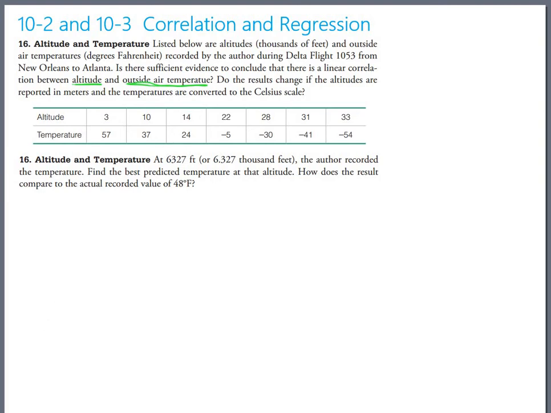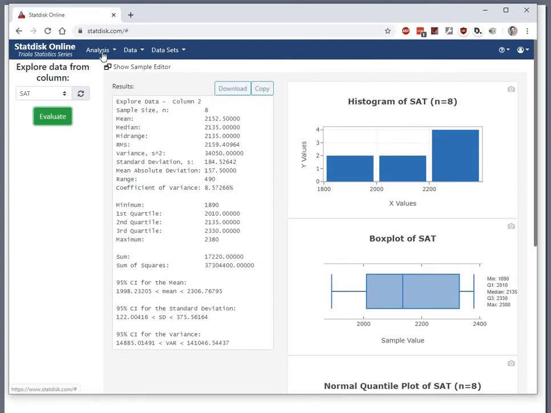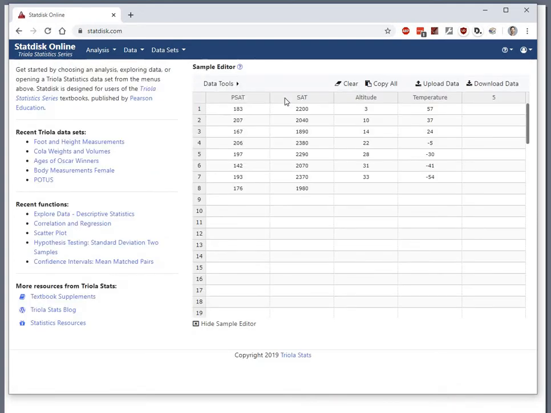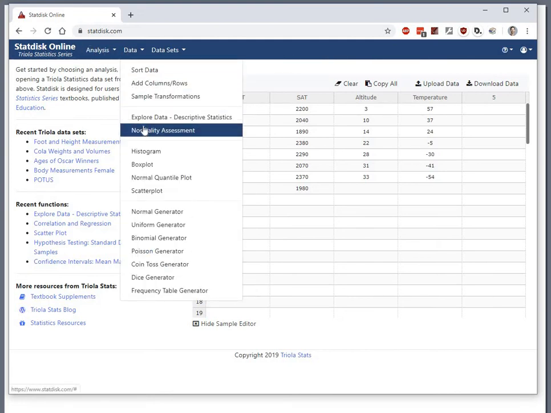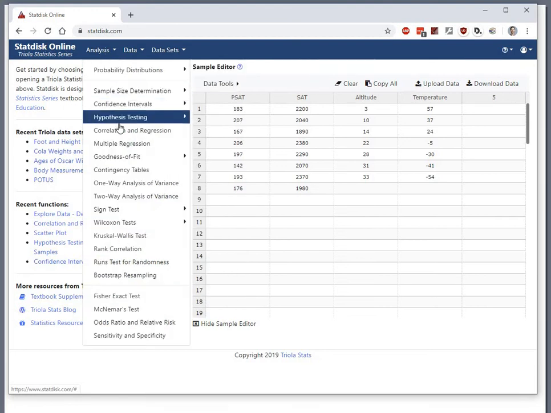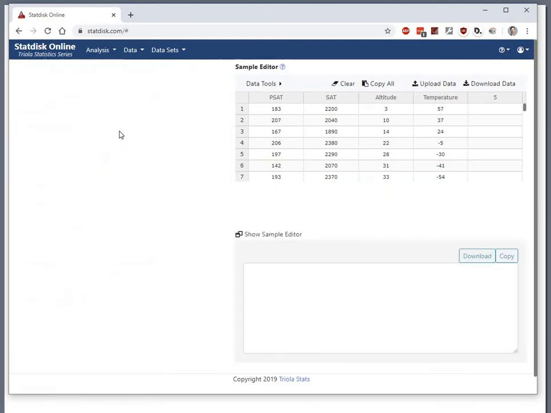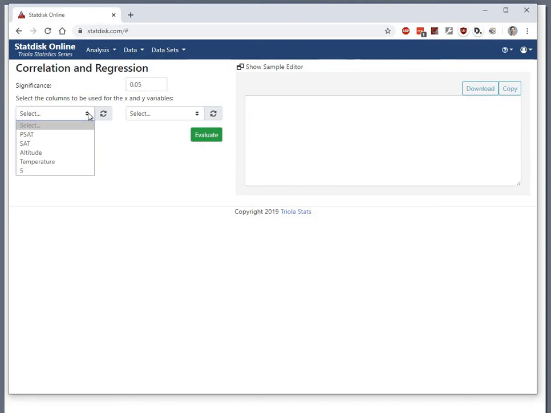So we want, back to StatDisk. Again, you would type the numbers in, altitude and temperature. I've done that already. So let's just go to analysis, go to correlation and regression. And this time we are doing altitude and temperature.